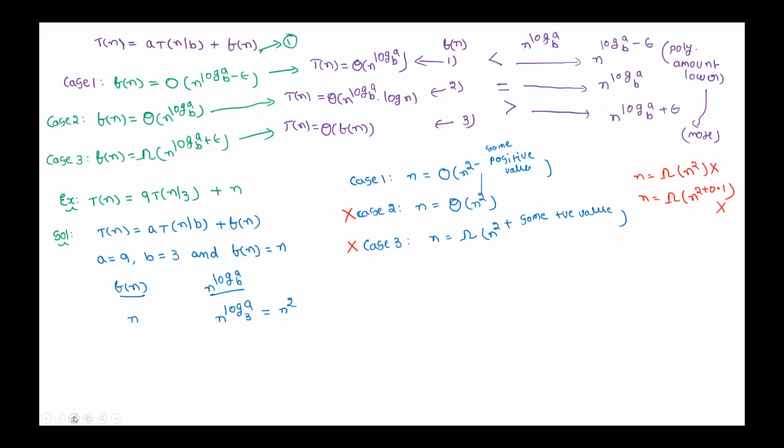Now, what about the first case? Can we say that n is big O of n square minus some positive value? Yes, sir. It appears to be correct. So n can be written as big O of n square minus some positive value. What is the value? Epsilon.